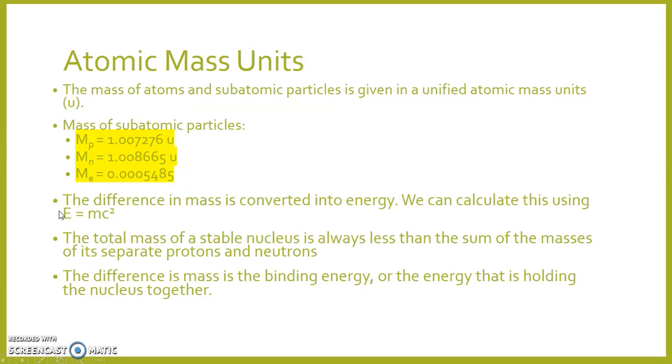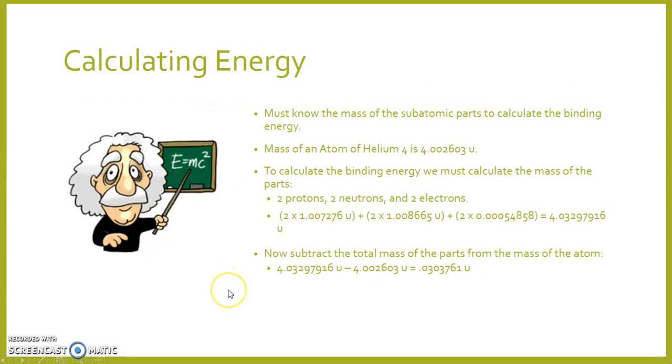The difference in mass is converted into energy, and we can calculate this using the famous equation from Einstein, E equals mc squared. The total mass of a stable nucleus is always less than the sum of the masses of its separate protons and neutrons. And the difference in mass is the binding energy, or the energy that is holding the nucleus together. So we can use the mass to determine the energy that holds that nucleus together. In order to calculate the binding energy, you must know the mass of the subatomic parts. So here's an example.